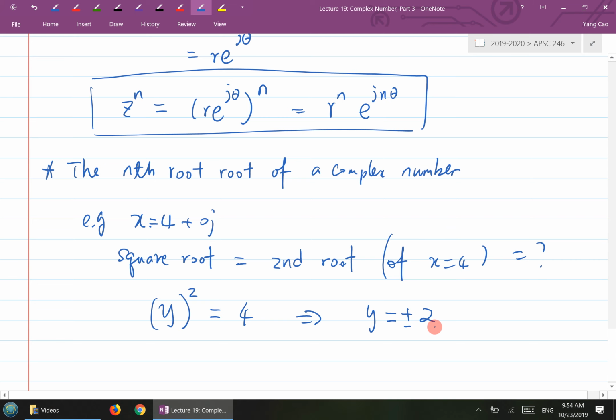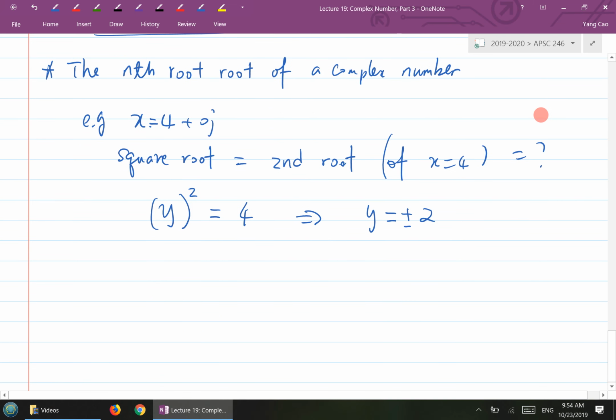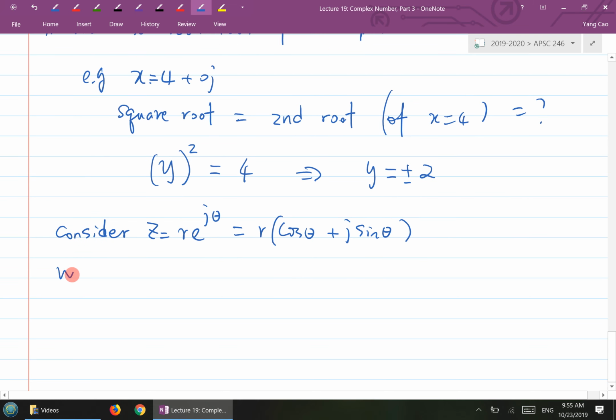Okay, but I want a more general solution here. So let's consider a general complex number. So consider this complex number, which is of course the same as this. Okay. So here's a complex number. So what do we want, right? We want to find another complex number. Let's call it w.